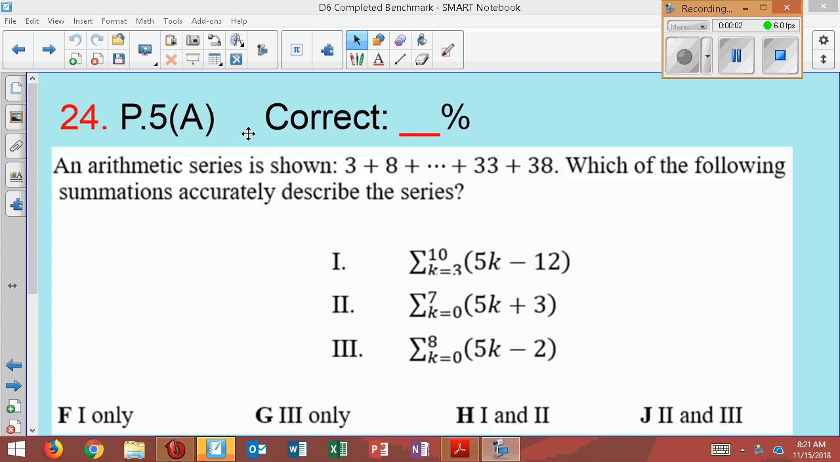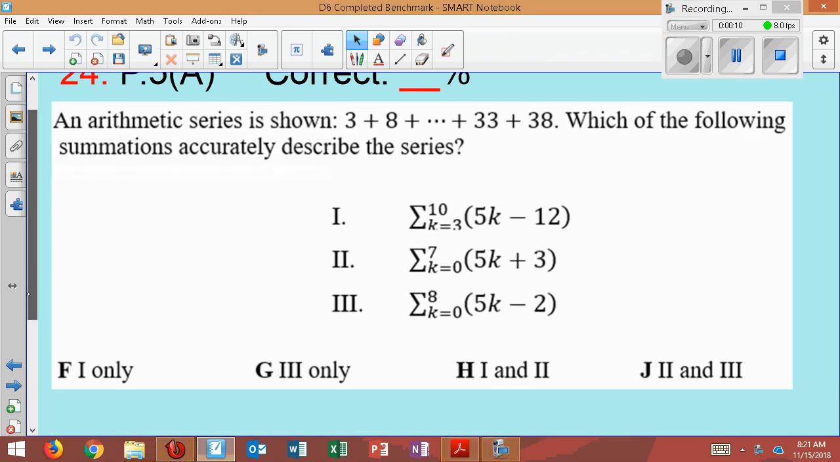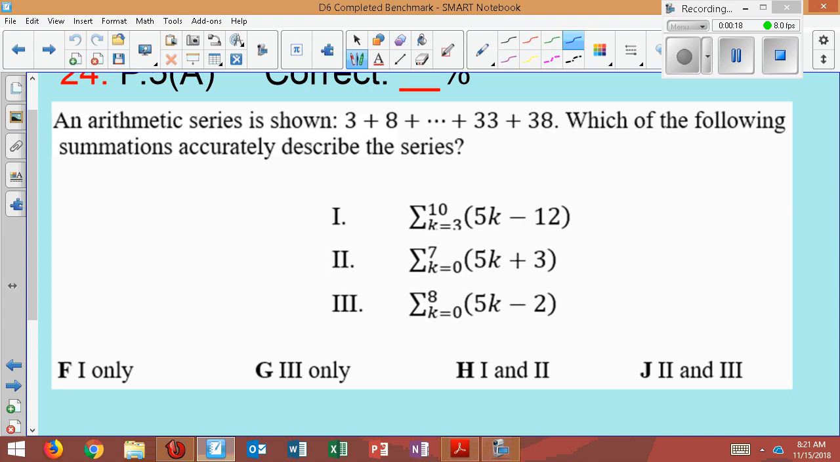An arithmetic series is shown. 3 plus 8 plus continues on, then 33 and 38. Which of the following summations accurately describes the series? And we have three options here. Notice that in our answer choices, you might have more than one option that's correct. So there are multiple ways we can go about this.